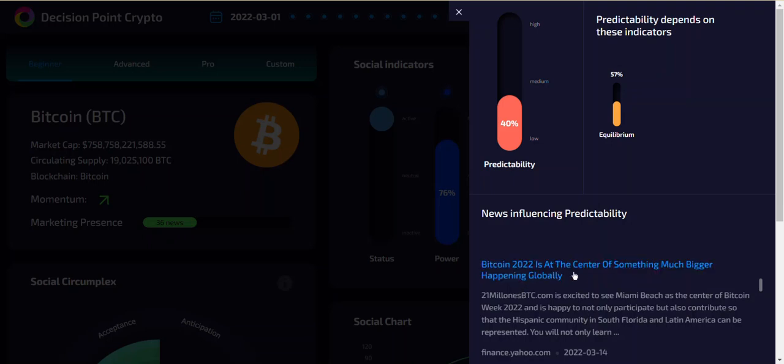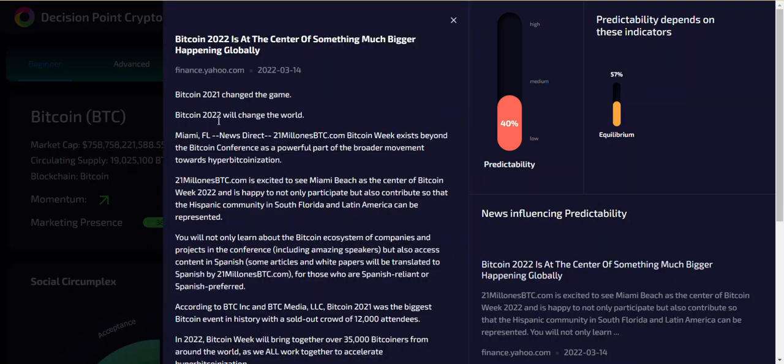Bitcoin 2022 is at the center of something much bigger happening globally. So let's see what that's talking about. Finance.yahoo.com. Okay, and this was an article of March 14th. Remember, we started our query in March, starting at March 1st. Bitcoin 2021 changed the game. Bitcoin 2022 changed the world, and it goes on talking about what's happening there.